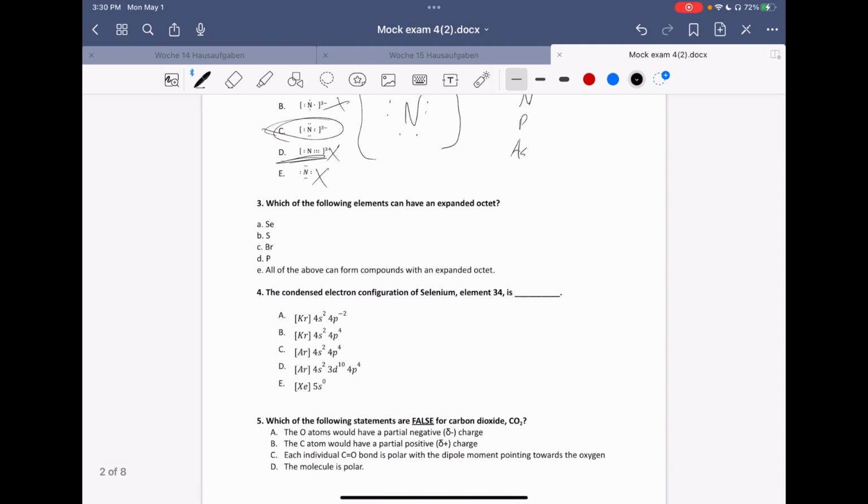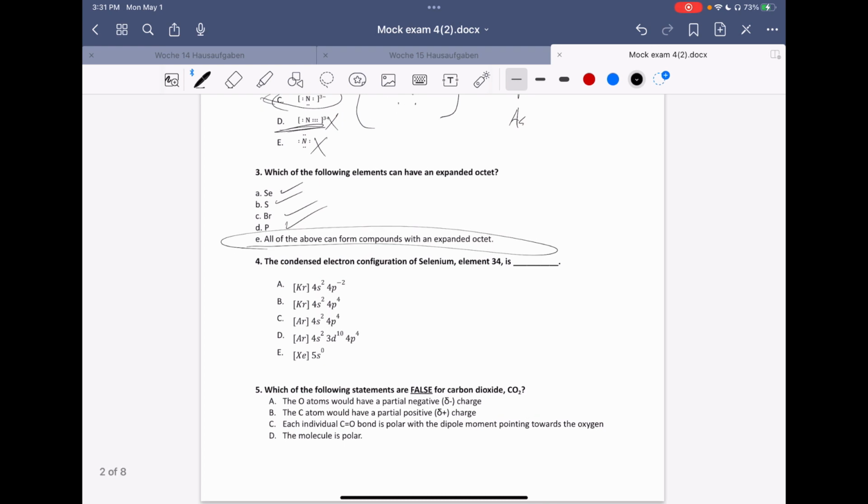Which of the following elements can have an expanded octet? Remember the rule for this is that any elements in the third period and below can have expanded octets. So selenium is in the fourth row. I mean, that's automatically the answer, or is it? We can look at sulfur. That's in the third row. Bromine is in the fourth row. Phosphorus is in the third row. So it's actually all of the above.